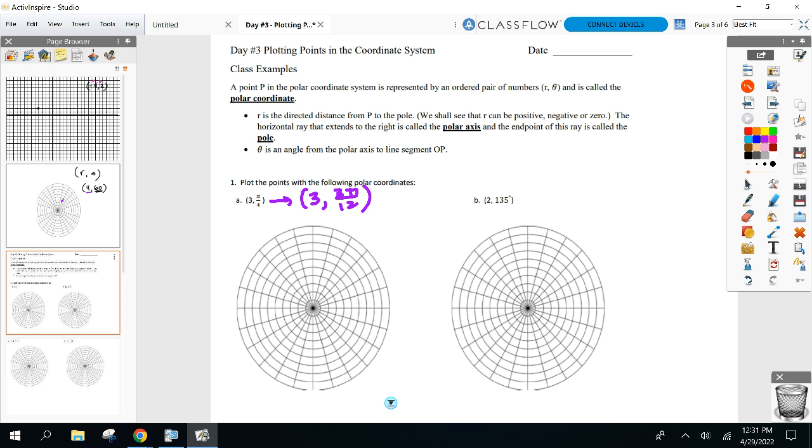So the first thing I want you guys to graph is the angle, just like we did yesterday. 3 pi over 12. You got your initial side. And now you just count off, count 3. In which direction? Counterclockwise, yep, up. 1, 2, 3, here it is. Here's the angle. There's 3 pi over 12. Now I go to the r value, the first number, which is 3, and that's how far you're going to go from the center. 1, 2, 3 circles out. There it is. There's your point.